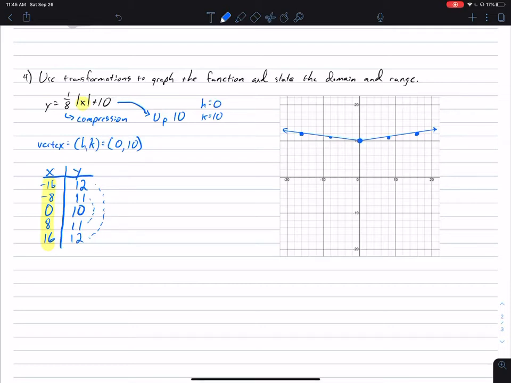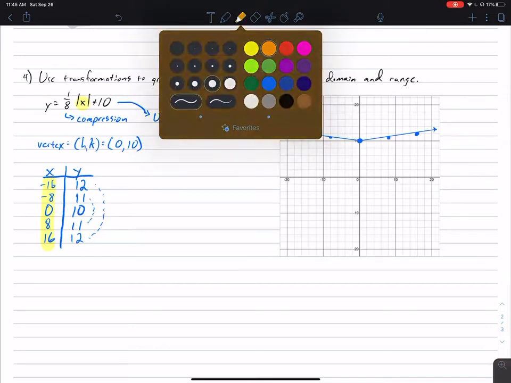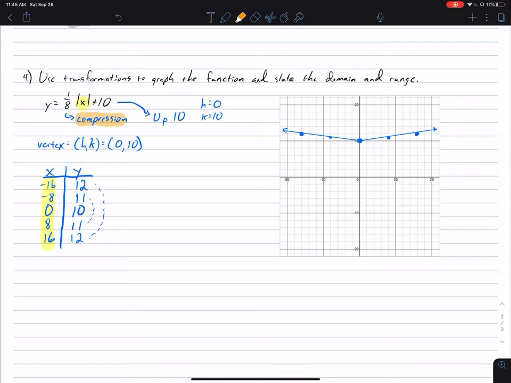And what I do notice is that I do have a pretty strong compression. I do have a relatively flat looking graph, or it's getting to the point where it's looking flat. My graph was shifted up, and that's all we're looking to do, right? We're trying to use those transformations, in this case the compression and the shift up, to graph our function.